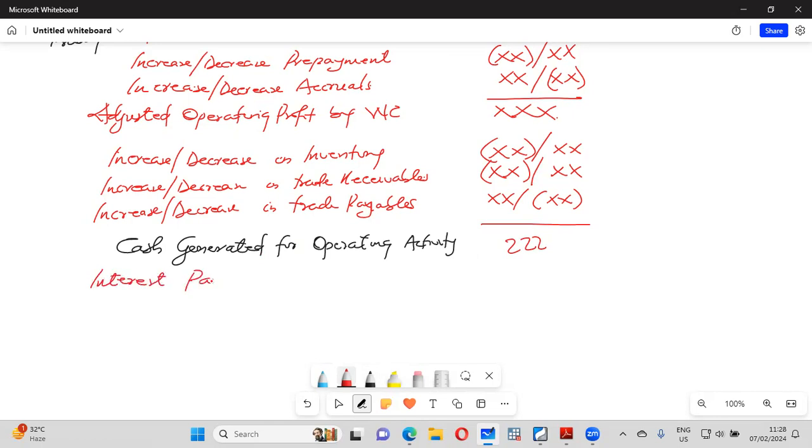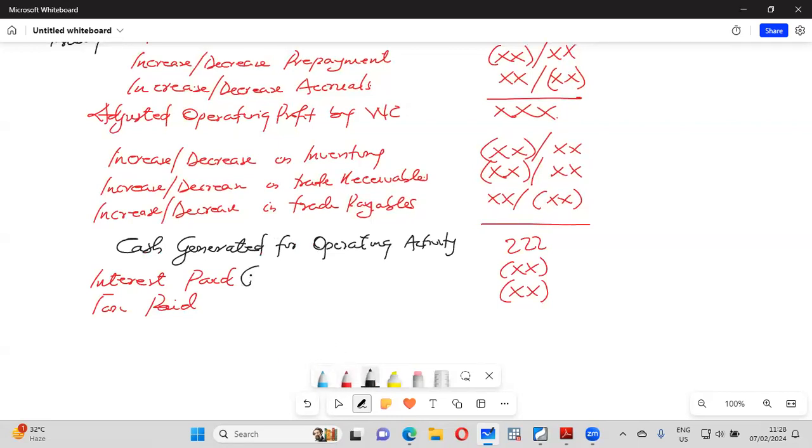So interest paid, then tax paid. Somebody will ask, what about the investment income that comes after finance costs? Those things you classify as investing activities, no more operating activities. So these are payments and they are all outflow.